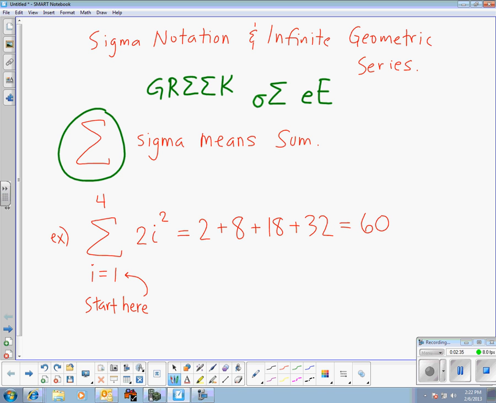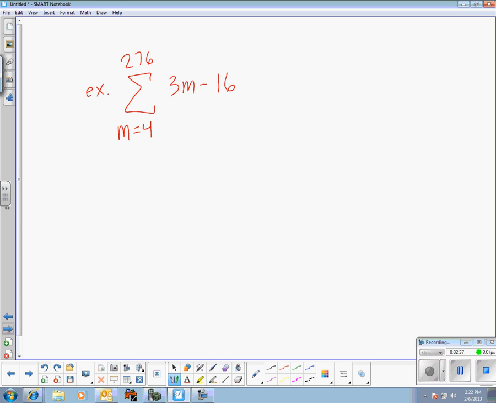Now, one circumstance that will be a little bit tougher is an example like this. What I hope you look at and see here is that this is kind of like y equals mx plus b, which means that this is going to be an arithmetic series. It's a series because we're summing it up, and it's arithmetic because we're going to increase by 3 every time.